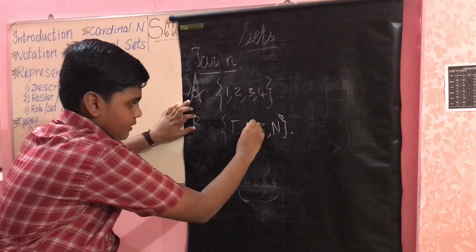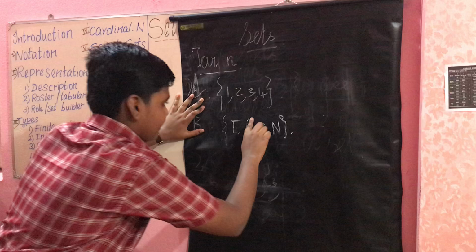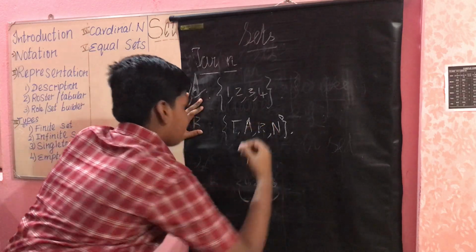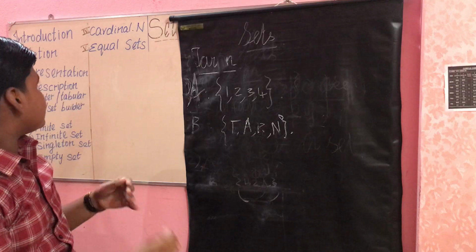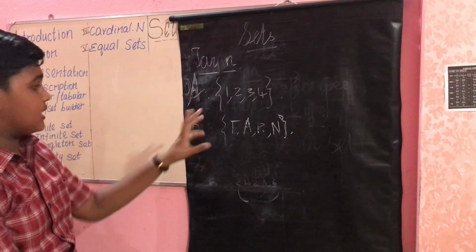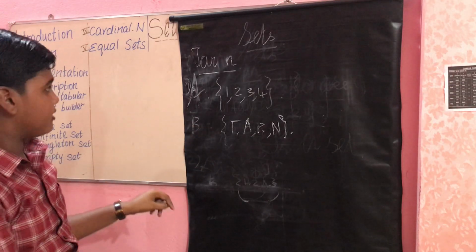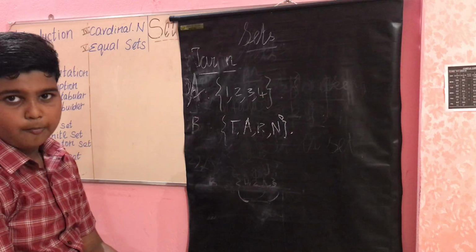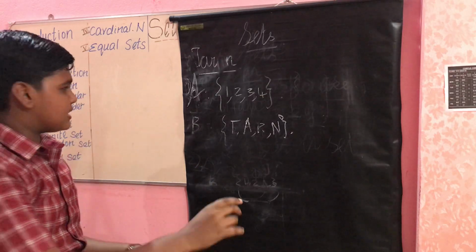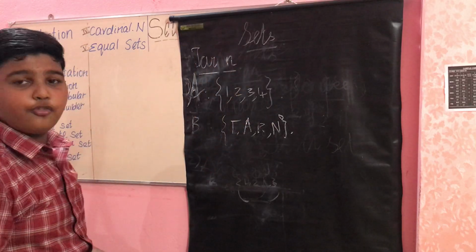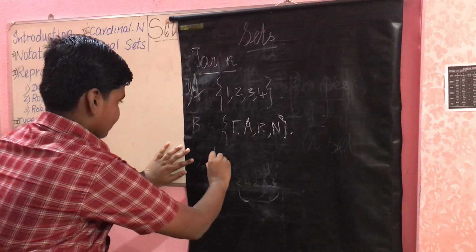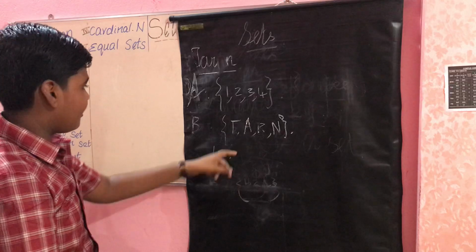T, A, R, N. So what's the cardinal number? These both are finite sets. So what's the cardinal number? Cardinal number is nothing but we need to count. So 1, 2, 3, 4. So 4. So we'll be thinking we need to write like this: 4. Here 1, 2, 3, 4.